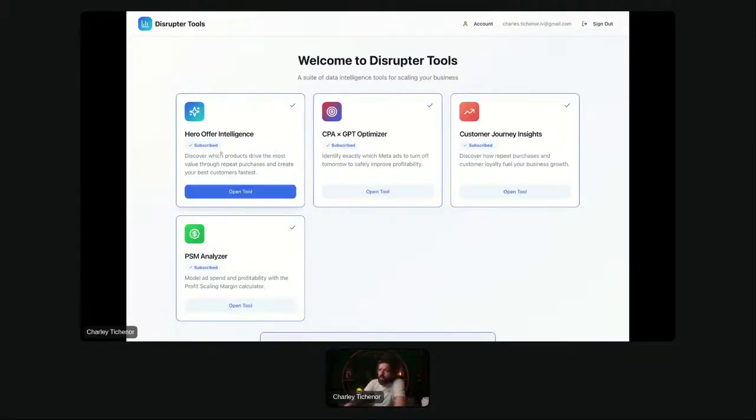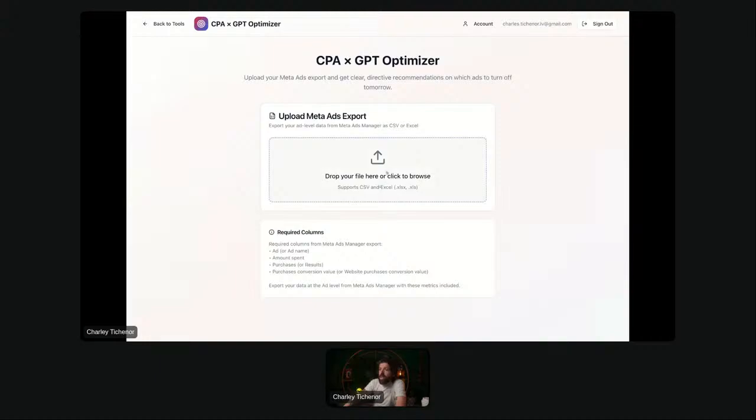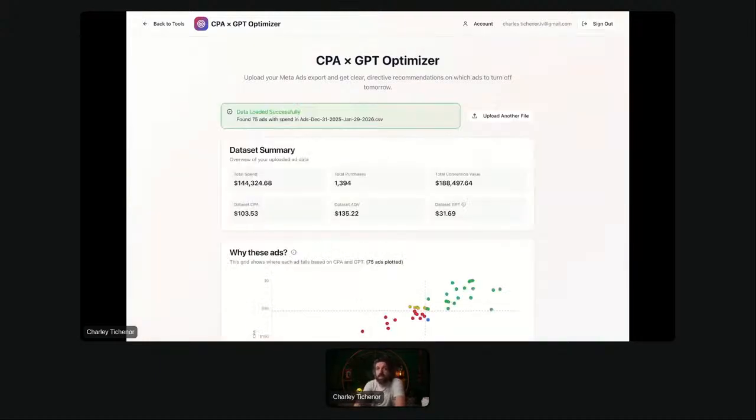So to take a look at this, we've gone over the hero offer intelligence, we've gone over the customer journeys and the PSM analyzer. This is brand new. So check this out. We can open the tool. I'm going to take the ads from a very complicated ad account. Okay, this account has 75 ads. All right, you see how fast I did the math.